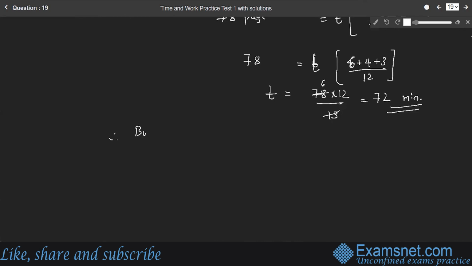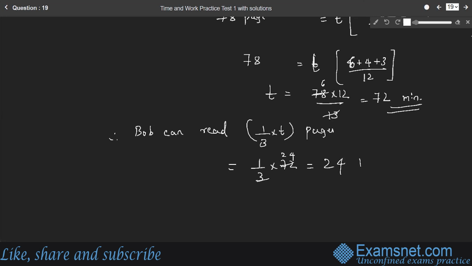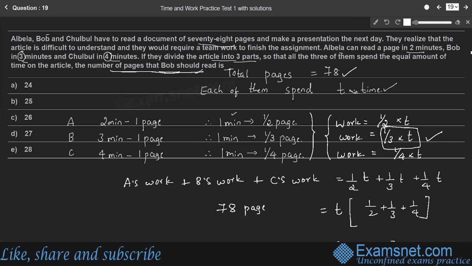Therefore, Bob can read 1 by 3 into T pages. Here, value of T is 72. So 1 by 3 into 72. So 3 into 2 is 6. 3 into 4. So Bob can read 24 pages. Right? 24 pages in T minutes. T minutes means in 72 minutes. Right? Therefore, option A is the right answer.